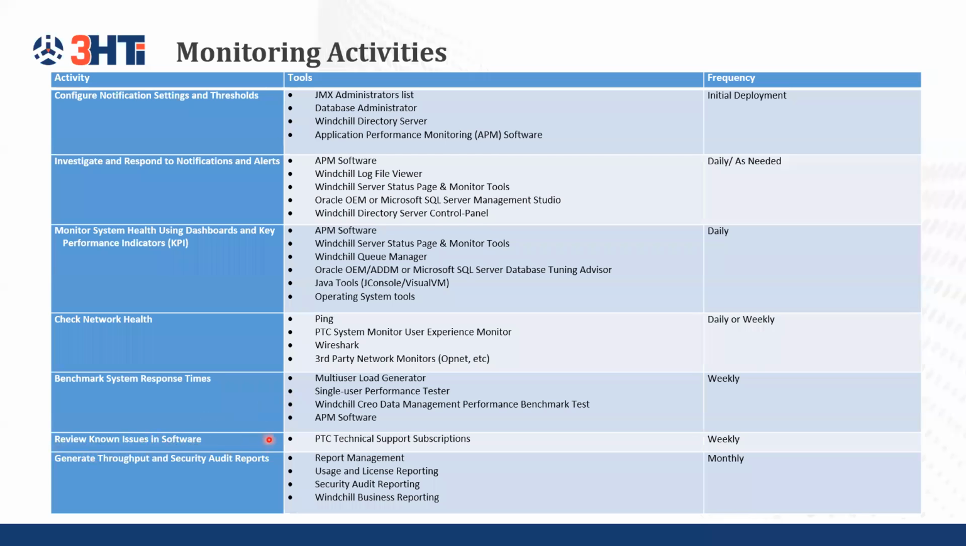Review known issues. There are subscriptions that you can get on as issues are discovered. You'll be notified through mailing lists, so monitor those sorts of channels to be updated on any critical errors or anything like that that might be found. And then generate throughput and security audit reports.